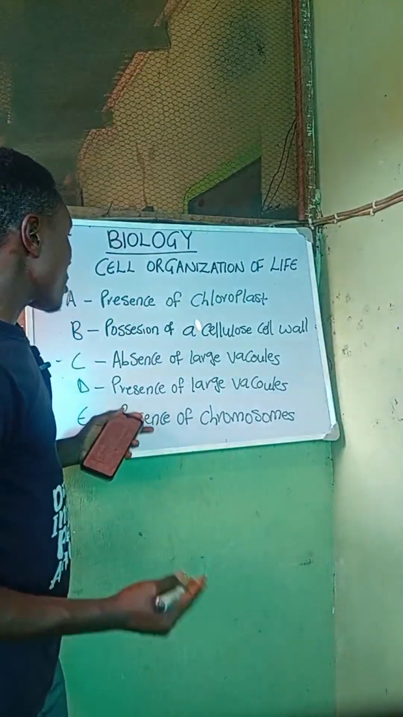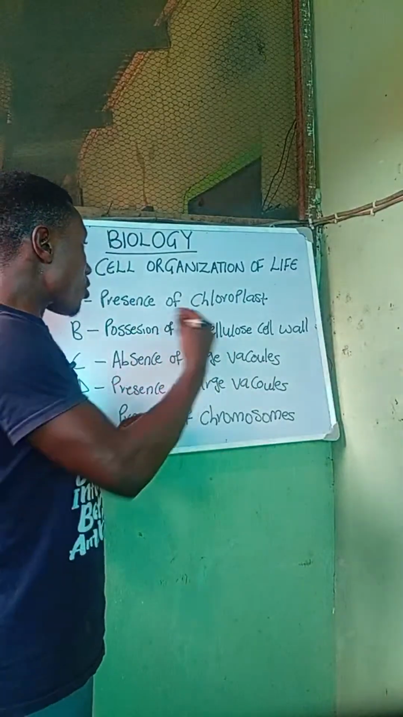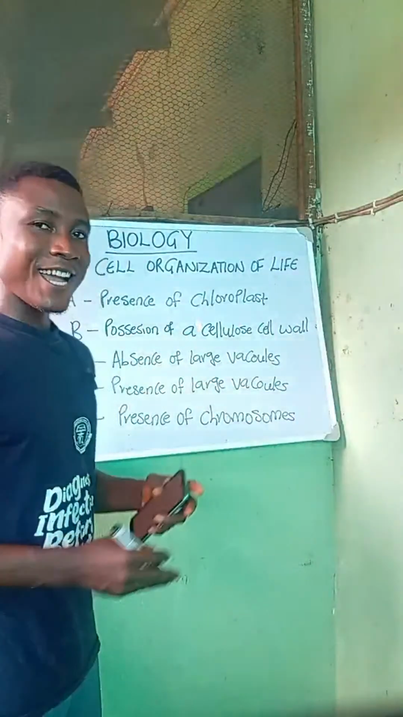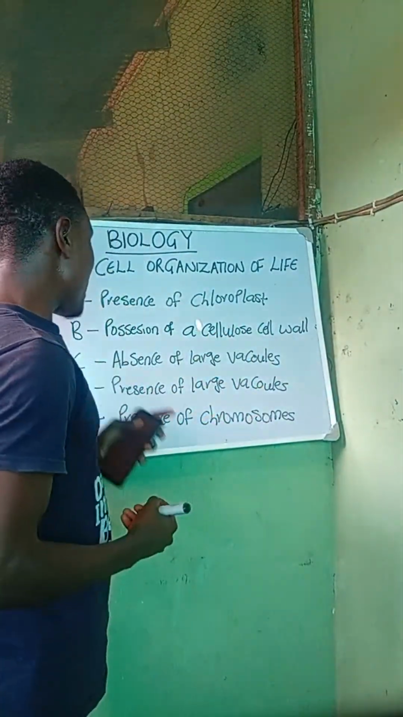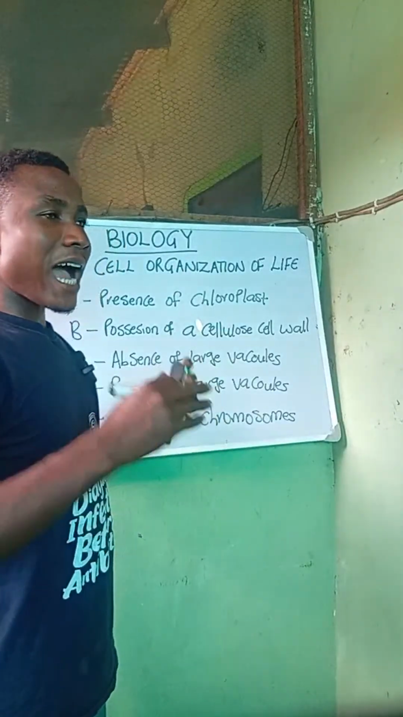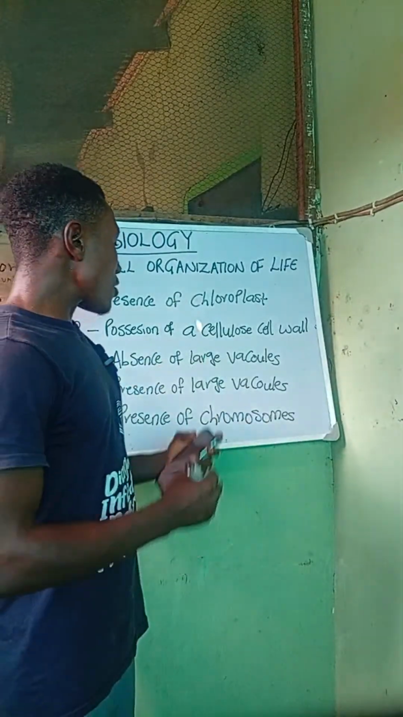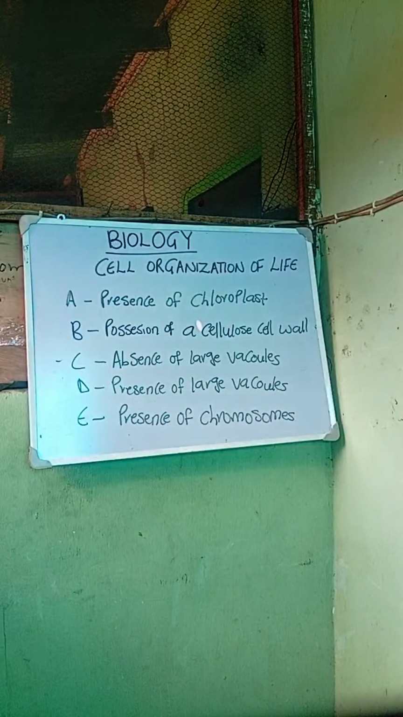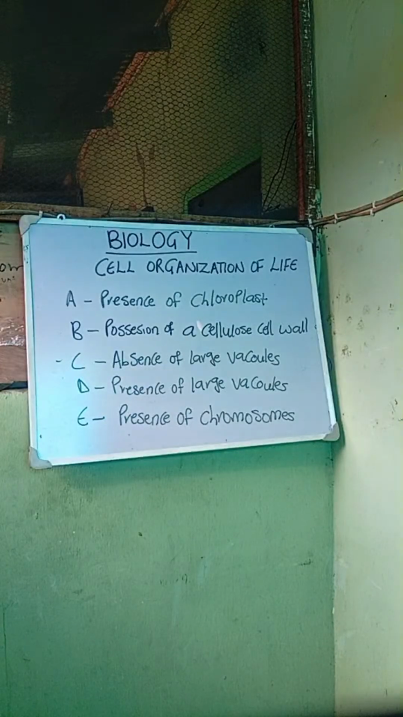If you say A, drop it in the comment section. What is the correct option here? A, presence of chloroplast. B, possession of a cellulose cell wall. C, absence of large vacuoles. Does absence of a large vacuole define an animal cell? D, presence of large vacuoles. And E, presence of chromosomes. So drop your answer in the comment section. Let me see, is there any answer? Let's follow up this class. Which of the following is the characteristic of animal cells, as you can see here on the board? So what is the answer?